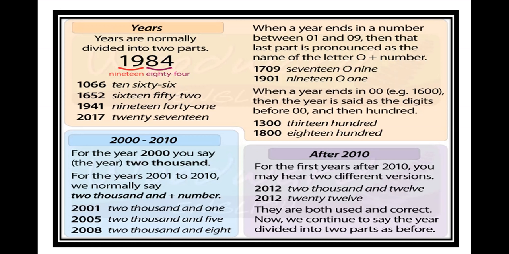When a year ends in 00, right? Then the year is set as the digits before, okay? 1600. So it says 2000 or 1600, or hundred, right? Although it sounds a bit strange. Or you can say the decade, the 1600s, right? Or the 20s. 13, or you can also say 1300. 1800. Okay? In the case of 2020, you can say 2020 or 2020, right?